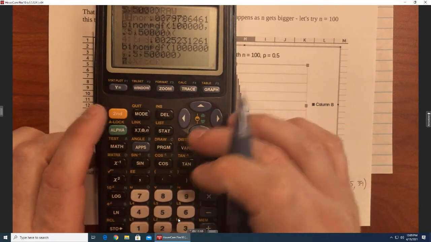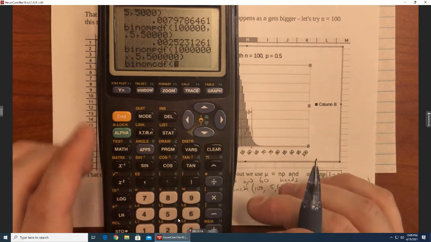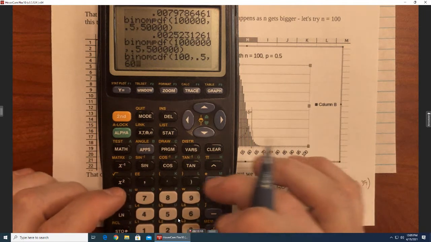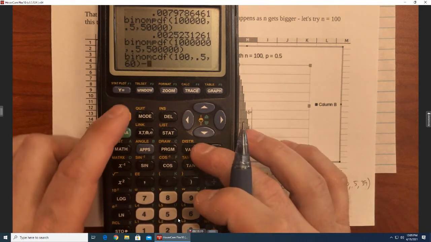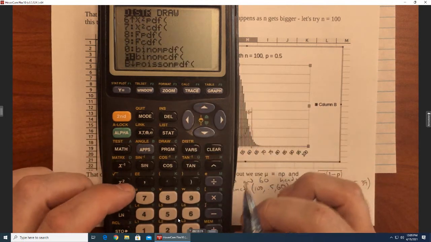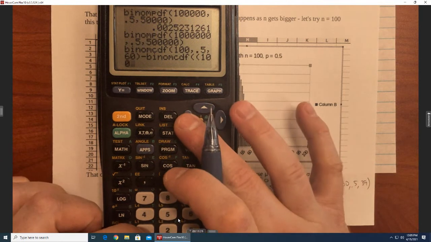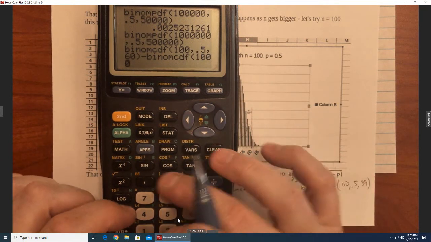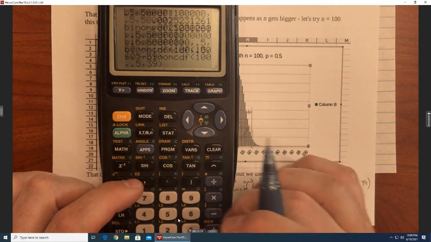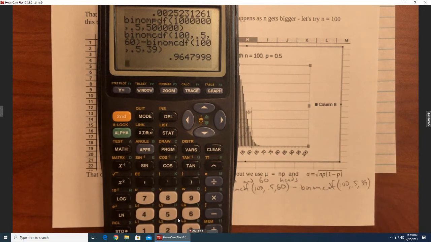Let's see, we want to go to distributions, binomial CDF, 100, 0.5, 60, minus binomial CDF. I'm actually just curious. 100, oops, I opened up a second set of parentheses. 100, comma, 0.5, 39. Okay, so that was actually still fairly quick.